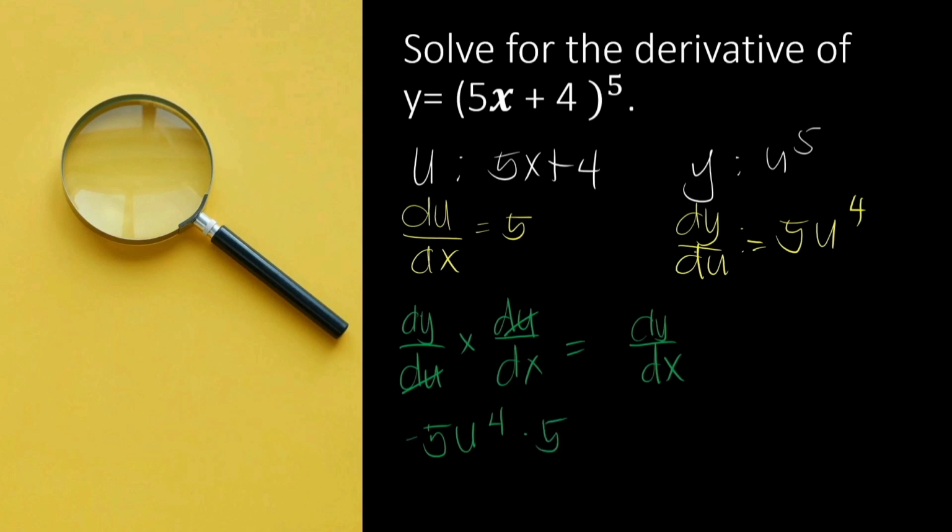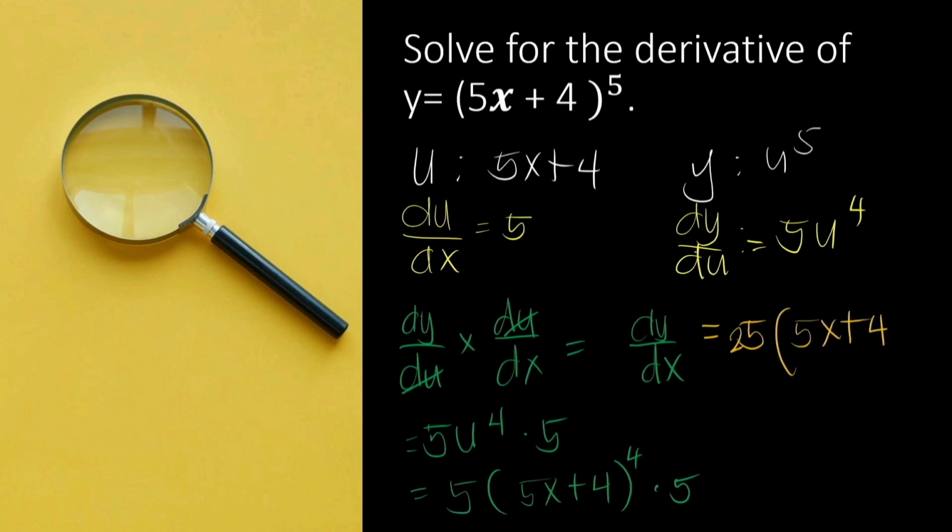And then, u, let's return the value of u, which is 5x plus 4 raised to 4 times 5. We can still simplify this. So dy dx is 5 times 5, or 25, times 5x plus 4 raised to 4. So, this is our final answer.